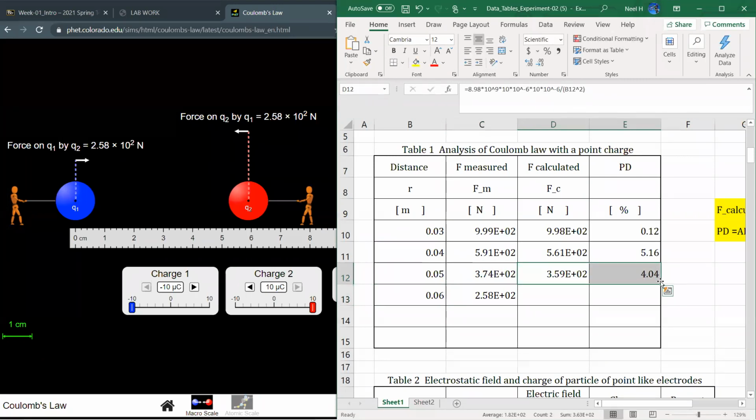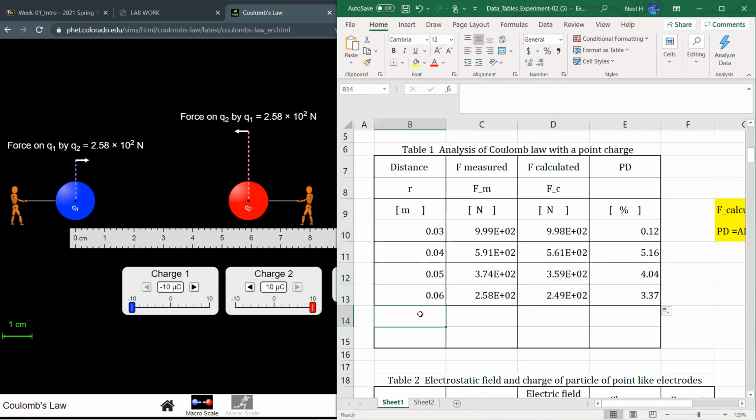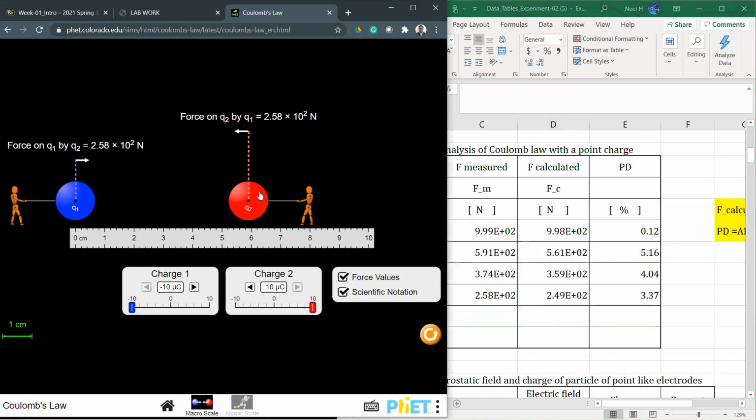Calculated, you can click and drag. If you do the calculation once in our Excel file, then we don't need to do it again and again in the same column. You can click and drag, and the rest will automatically be done for you. And we'll do 2 more data points.